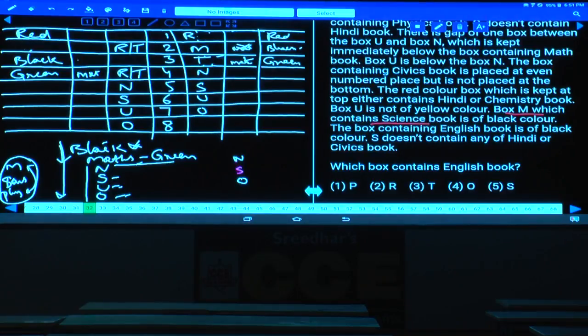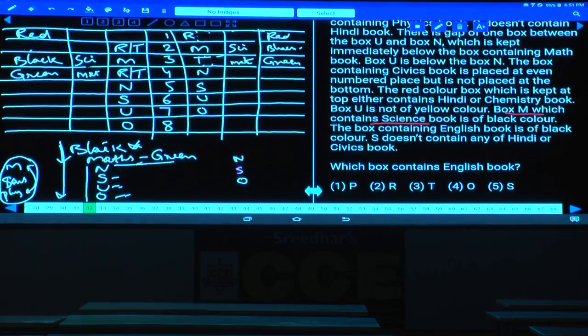Are you following this one or not? Here also M is of black color. As M is of black color, it contains science. M is at this place, and the subject here is science. And here it is science. And M is science, black color.